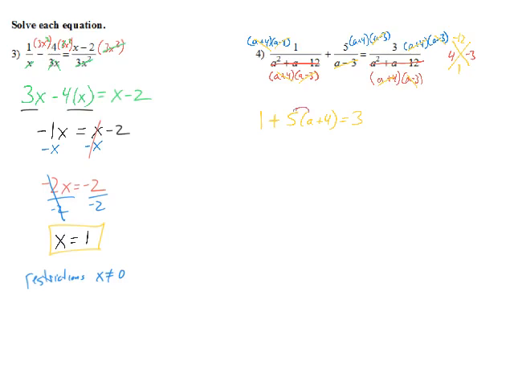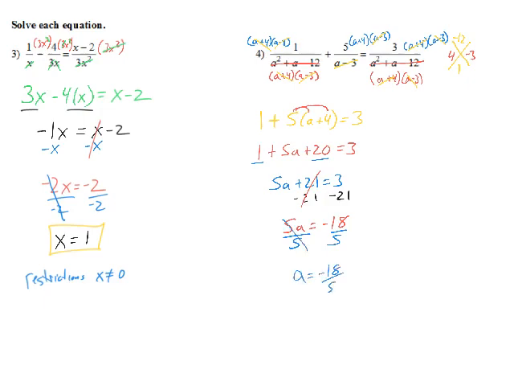First thing I want to do to solve this, I'm going to distribute the 5. So I have a 1 plus 5a plus 20 equals 3. Next, I'm going to combine like terms over here. I have 5a plus 21 equals 3. Now I'll minus 21 over. Once I do that, I have 5a equals negative 18. All right, and I divide by 5 now, and I get a equals negative 18 over 5.